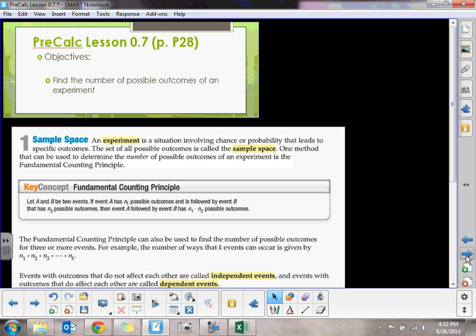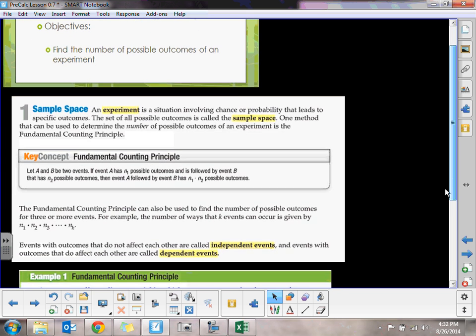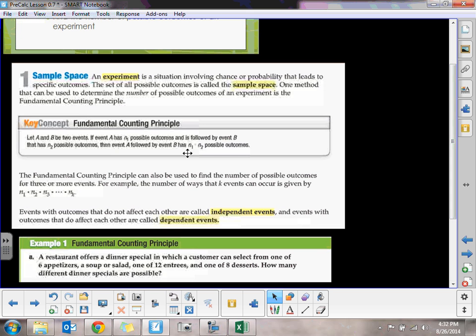One method that can be used to determine the number of possible outcomes of an experiment is the fundamental counting principle. So in our key concept, the fundamental counting principle tells us how to calculate how many outcomes there are in any given experiment. It says, let A and B be two events. If an event A has n sub 1 possible outcomes and is followed by event B that has n sub 2 possible outcomes, the event A followed by event B has n sub 1 times n sub 2 possible outcomes.